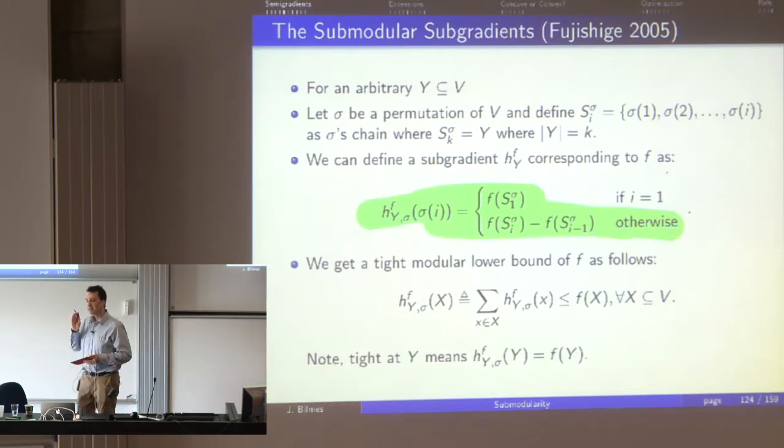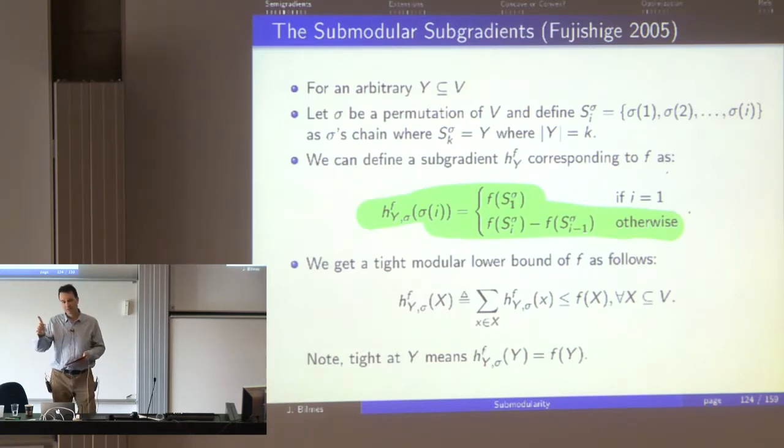And we can get tight subgradients at any point by ensuring that we choose an order. Let's say that we're interested in a subgradient that's tight at value, say, y. Okay, so let's say that y has 15 elements. So the size of y is 15. So it's a set of size 15.